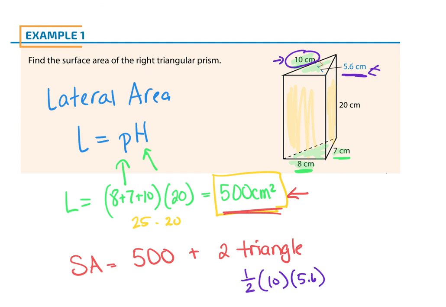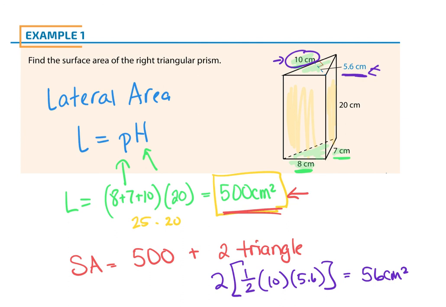How many triangles do I have? I have a top and a bottom, right? For a prism, I have 2. So then I need to multiply that guy by 2. And so I have 1/2 base times height here. I end up getting, what, 28? My 10, yeah, and then 56. So 2 of those would be 56. All right. So 2 of those triangles are 56 centimeters squared.